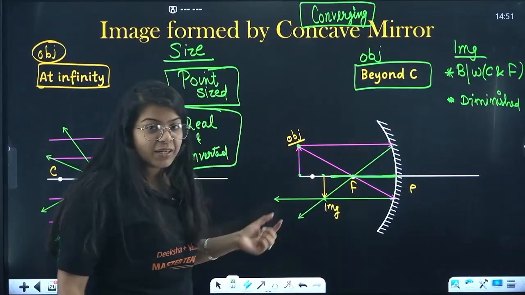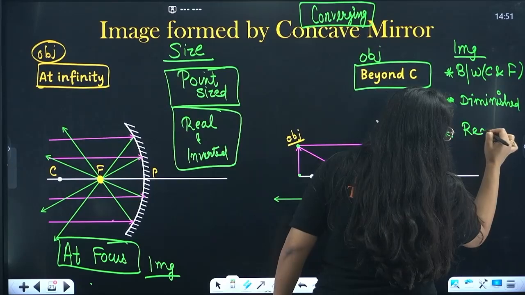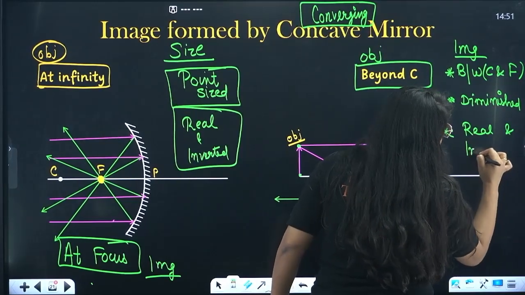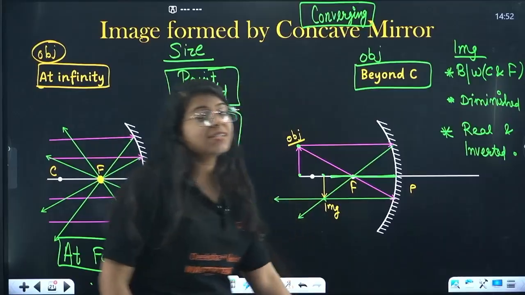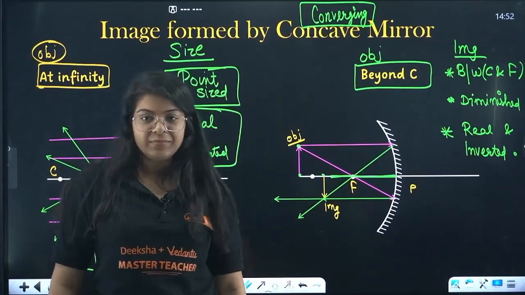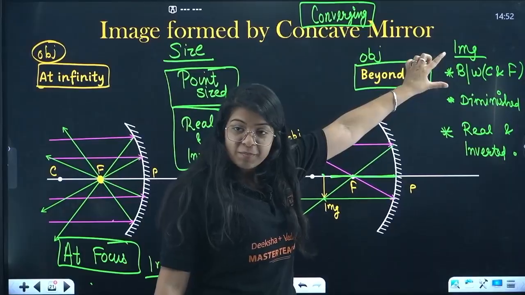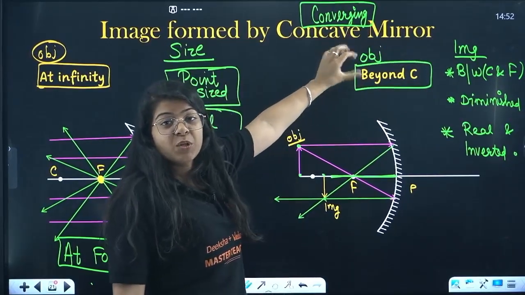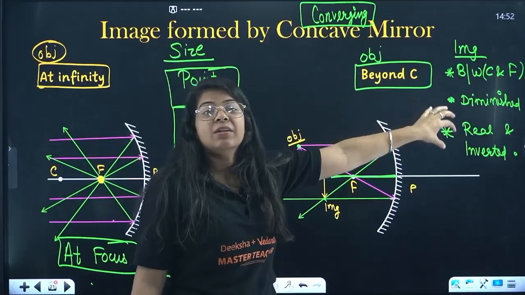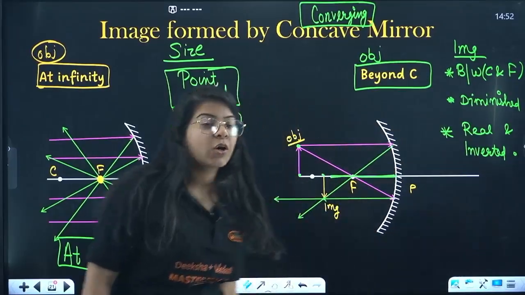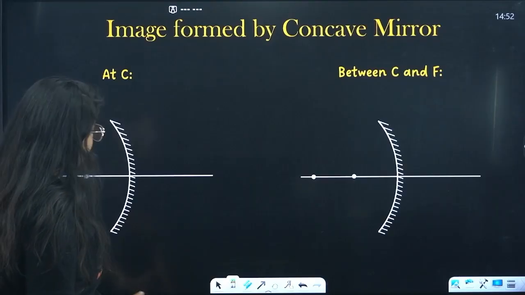Again, real rays are meeting. So this image is what? This image is real, and I can clearly see that this image is inverted. Done. Okay, so we wrote about the position of the image between C and F when the object is beyond C, it is diminished, and it is real and inverted. Done. Okay, let's move to the third case.